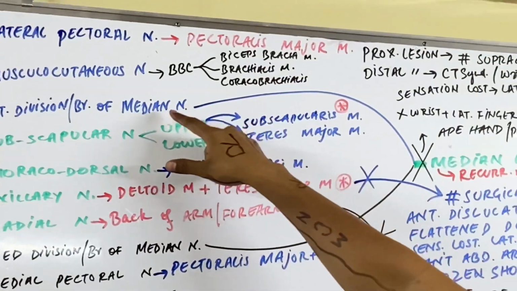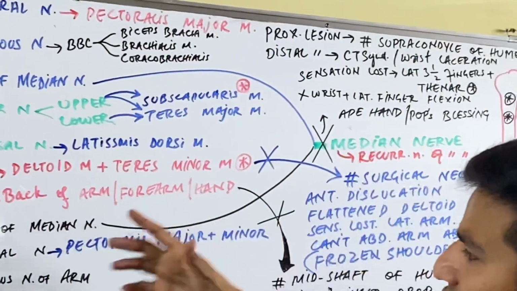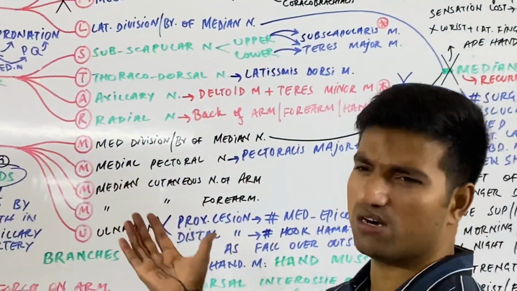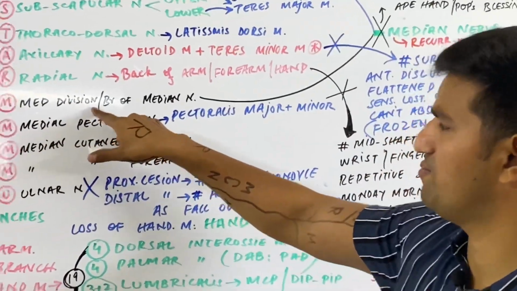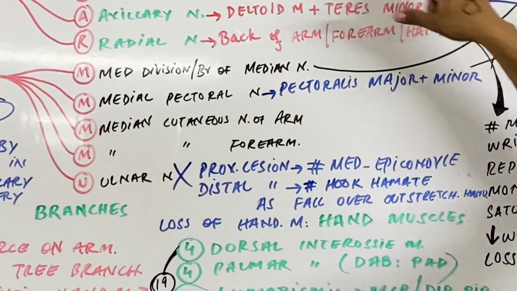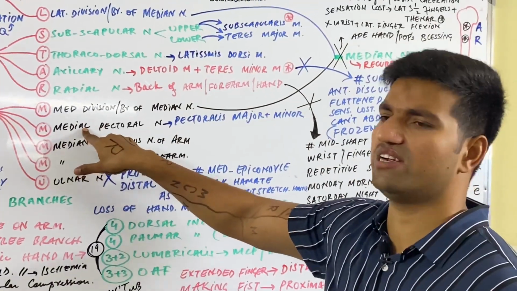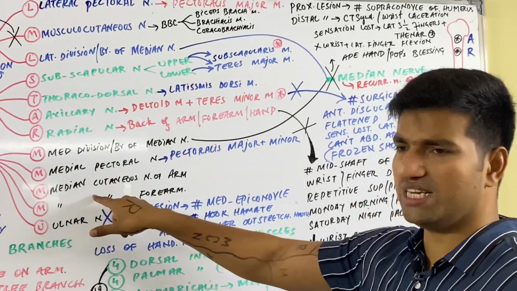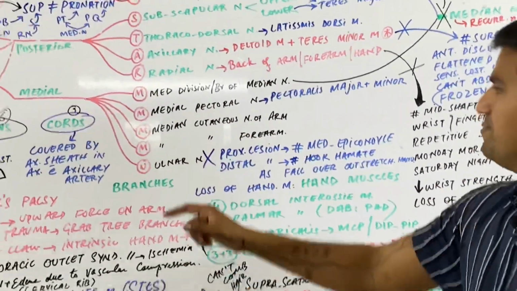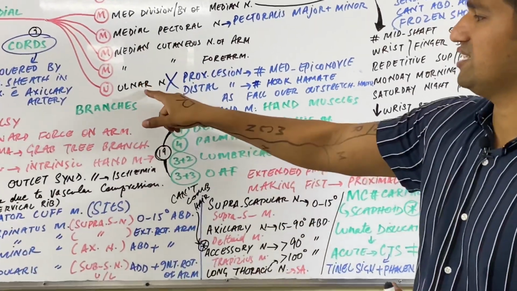So this is one branch, a lateral branch, which will make the median nerve at the end. Then we have branches from the medial cord of the brachial plexus. The medial division or branch of the median nerve will join with the lateral division to make the median nerve. Then the medial pectoral nerve, which will innervate pectoralis major and pectoralis minor muscle. Then the medial cutaneous nerve of the arm, the medial cutaneous nerve of the forearm. Then at the end, the ulnar nerve.